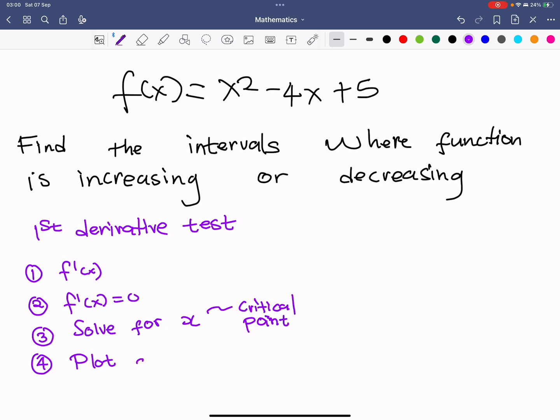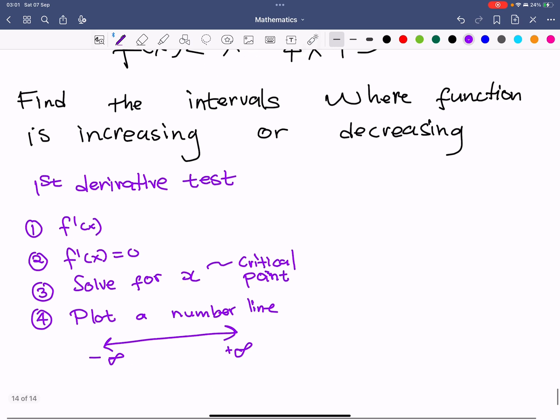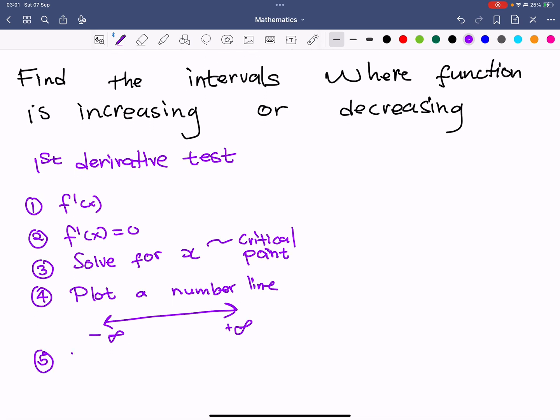The number line is going to look something like this, with minus infinity and plus infinity, and then you plot your critical point. And then number 5, we're going to determine where the function is increasing or decreasing.